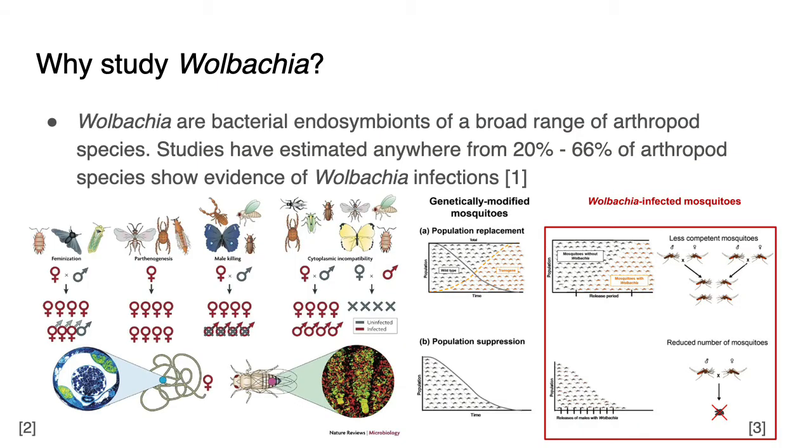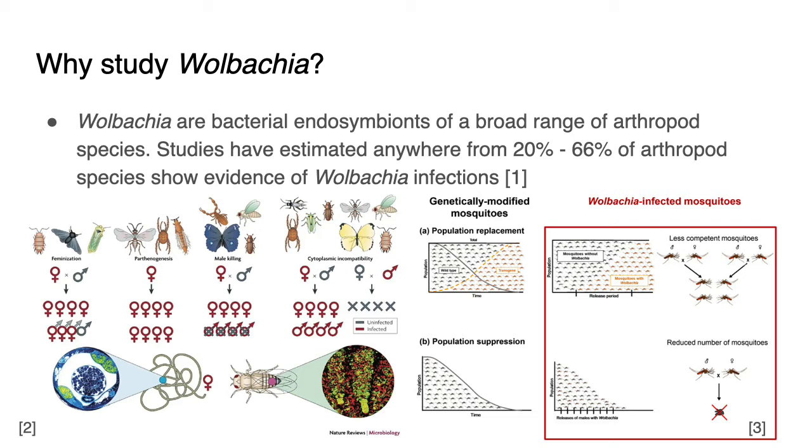I study horizontal gene transfer between Wolbachia and arthropods. Wolbachia are bacterial endosymbionts of a broad range of arthropod species. This means that they live within arthropod cells, which includes the cells of organisms such as bees, ants, and spiders. Studies have estimated anywhere from 20 to 66% of arthropod species show evidence of Wolbachia infections.